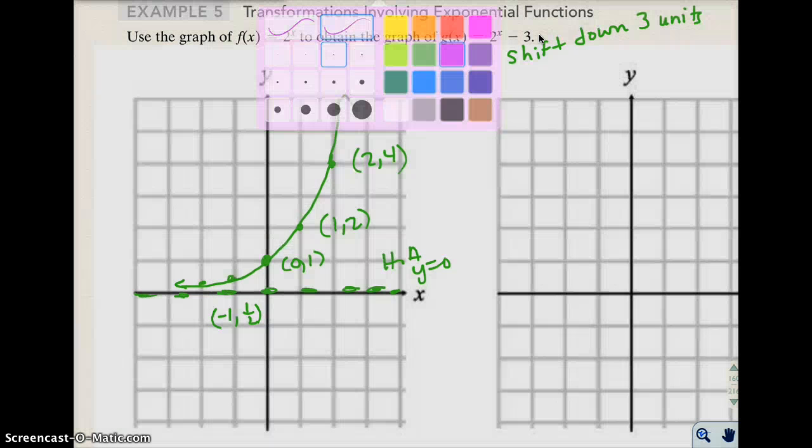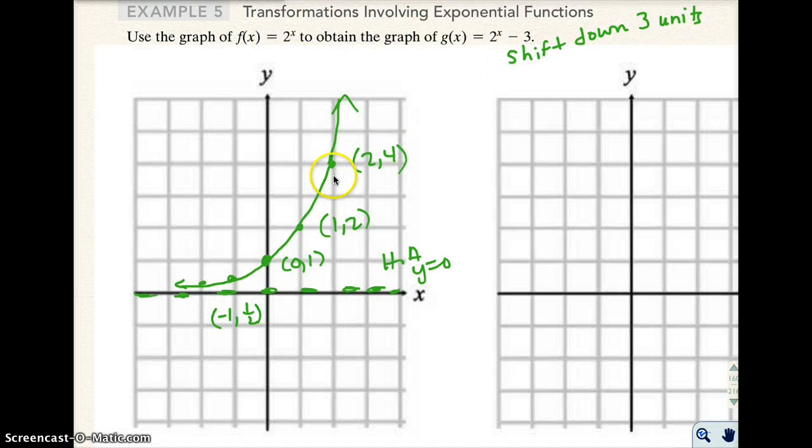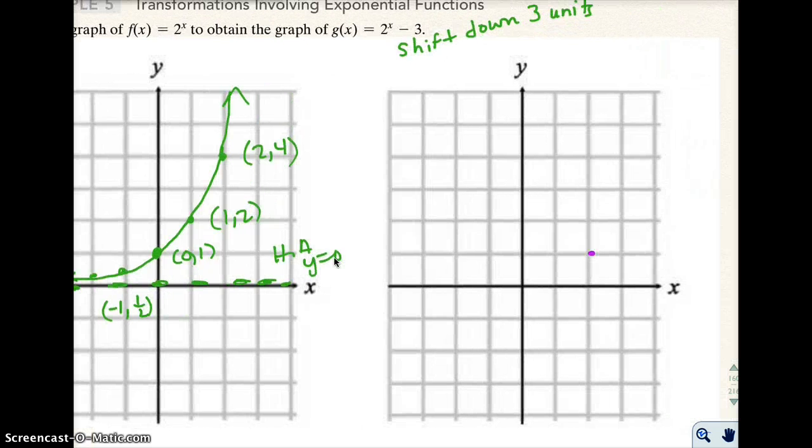Okay, so I'm going to shift down 3 units. I'm going to take all these points and shift them down 3 units. Let's go down 1, 2, 3. So now it becomes 2, 1. This shifts down 3 units, so it becomes 1, 2, 3. It becomes negative 1, negative 1. This shifts down 3 units, so it becomes 1, 2, 3. It becomes 0, negative 2. This shifts down 3 units, so 1, 2, 3. It'll be right there. It'll be negative 1 and then negative 2.5.